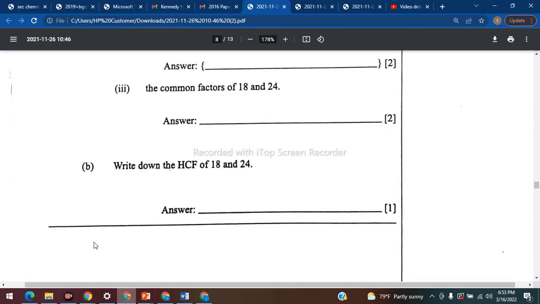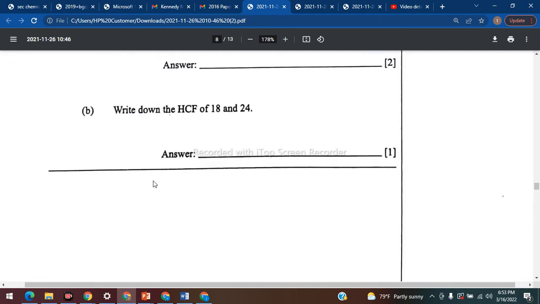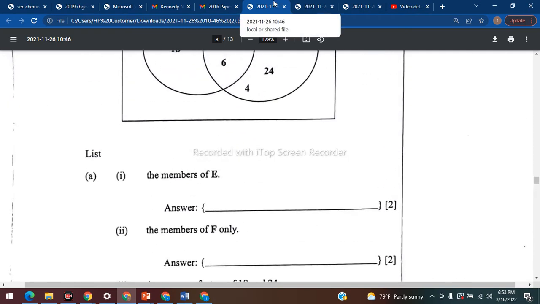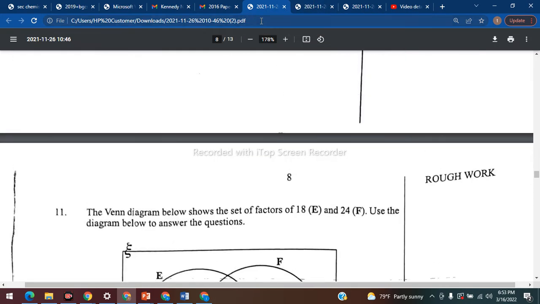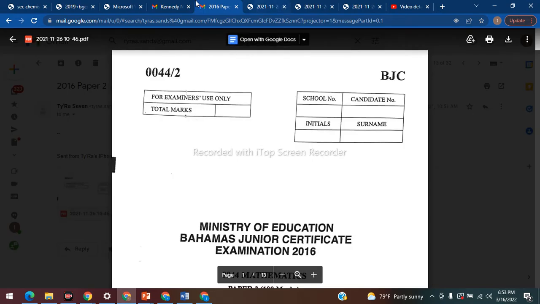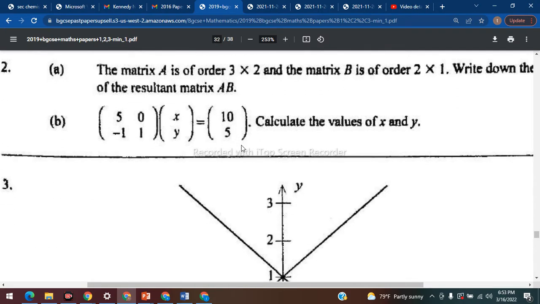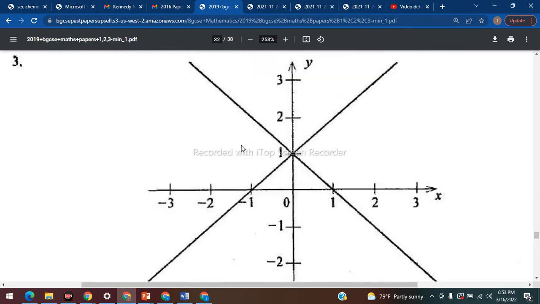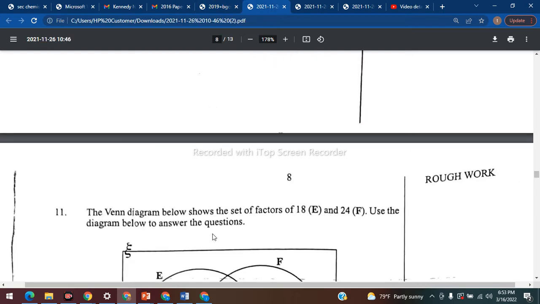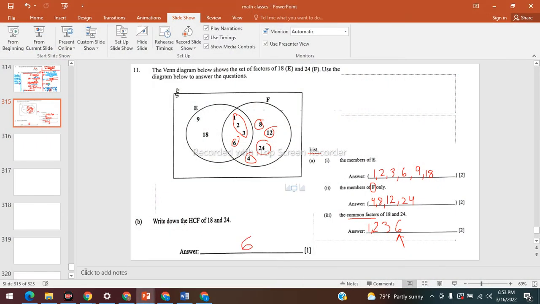Alright. Okay, so let's go back to this paper. Yes, this is the dangerous paper, so you have to tread carefully. You could go back to that for me, please. You were missing something? I have to write down the highest common factor. I didn't get that part. Okay.